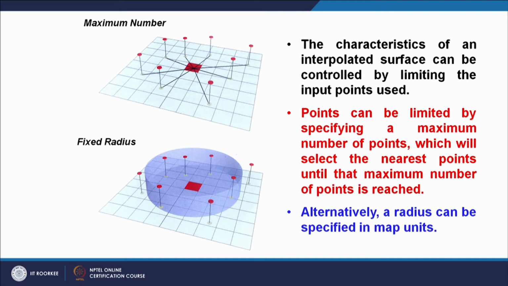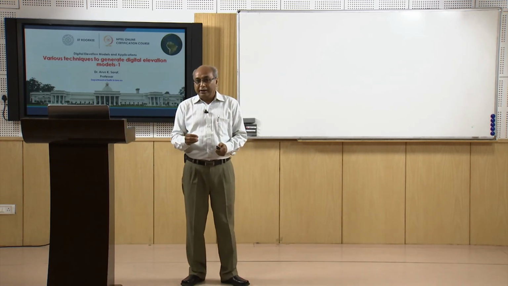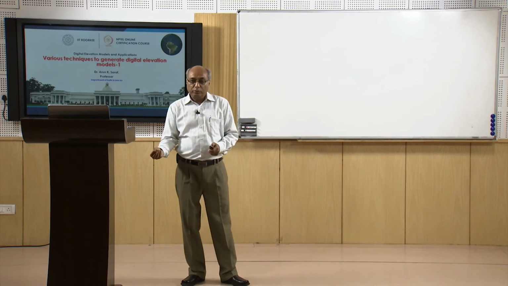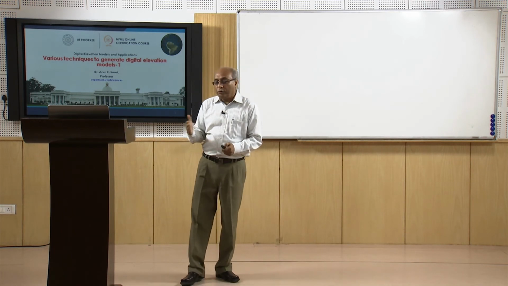The characteristics of an interpolated surface can be controlled by limiting input points. The more points you incorporate while doing the estimation, the smoother the surface will be, however it will take more time. So points can be limited by specifying a maximum number of points, which will select the nearest points until the maximum number of points is reached. Alternatively, a radius can also be specified in mapping units. If you are working in decimal degrees, then you have to define this distance in decimal degrees. If you are working in meters, then you have to define it in meters.